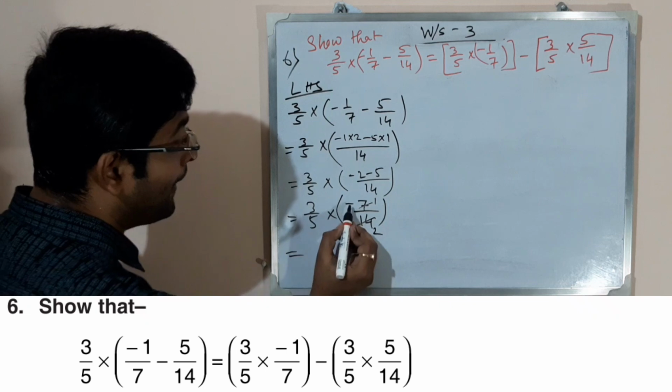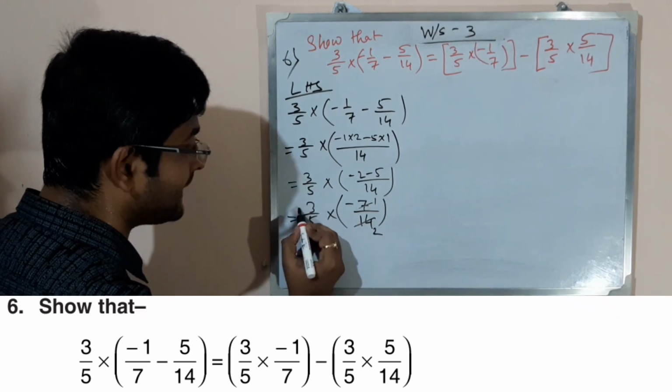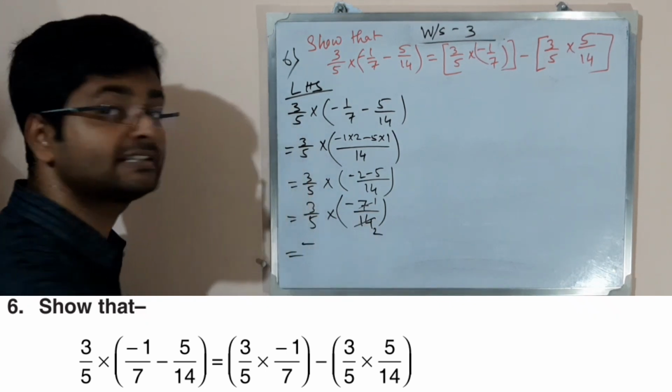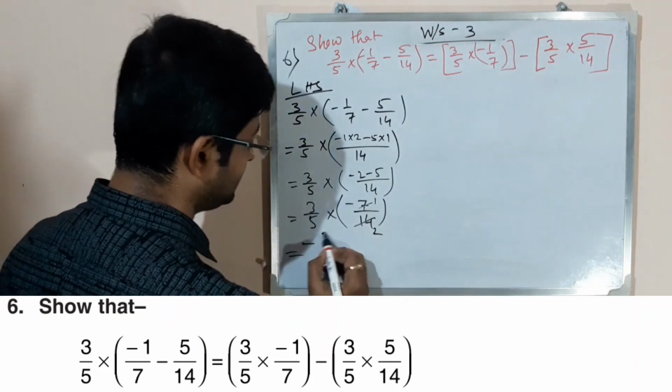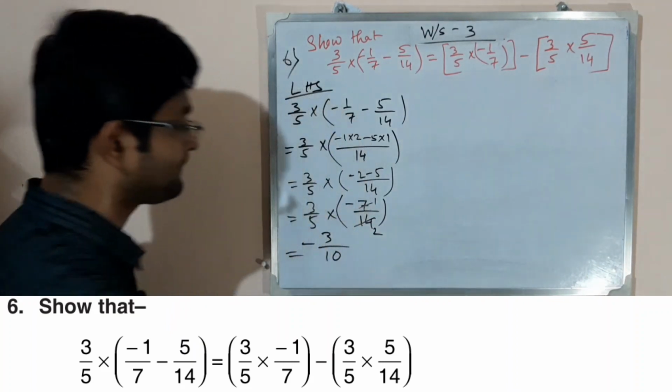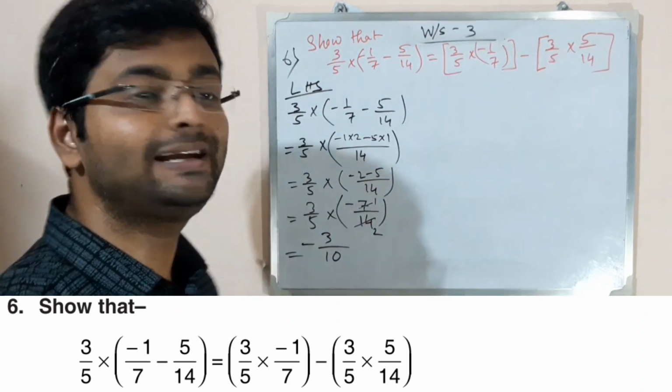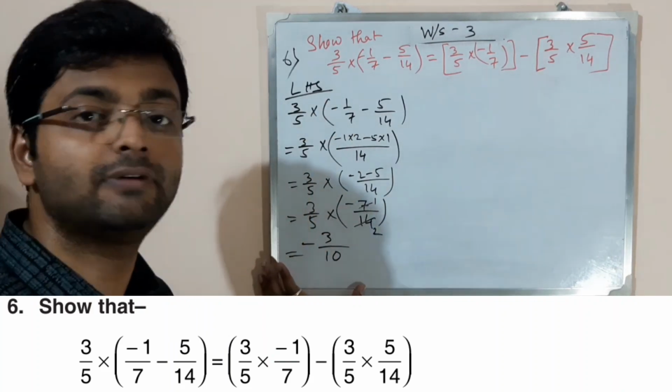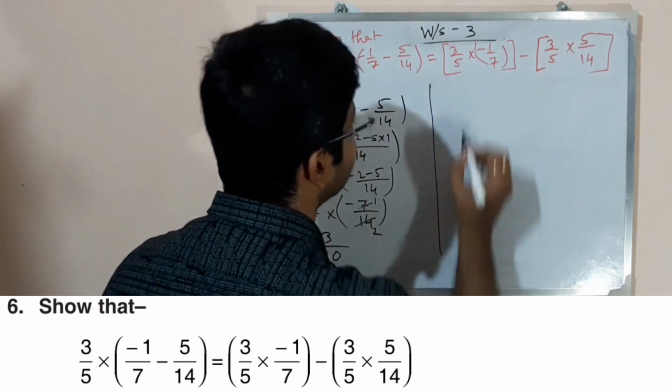So now what to do? Minus and no sign means plus, minus plus minus. Remove the confusion first. 3 ones are 3, 5 twos are 10. So minus 3 by 10. Left hand side value is minus 3 by 10. So let's do the right hand side.